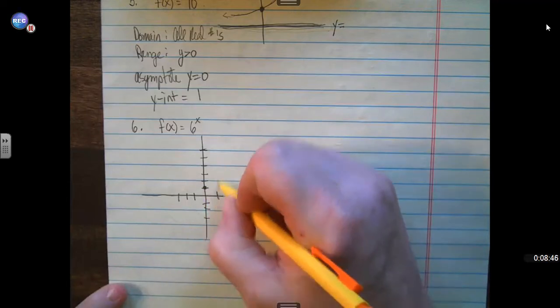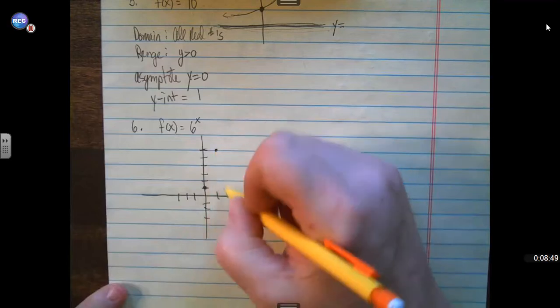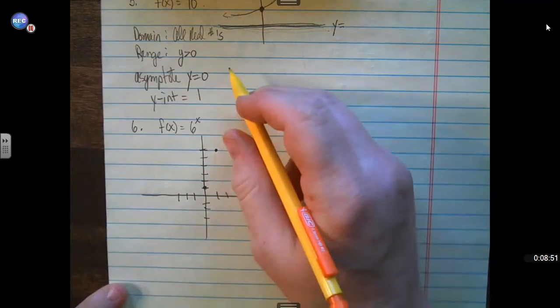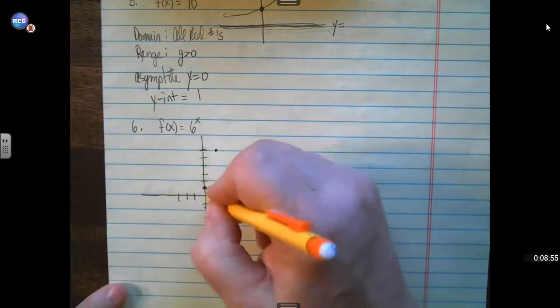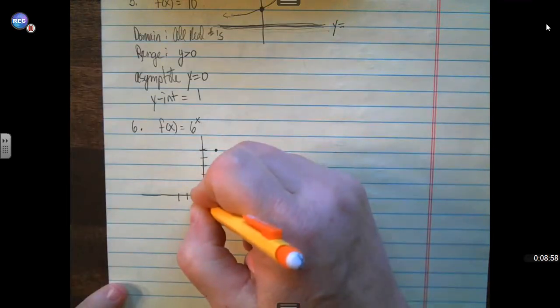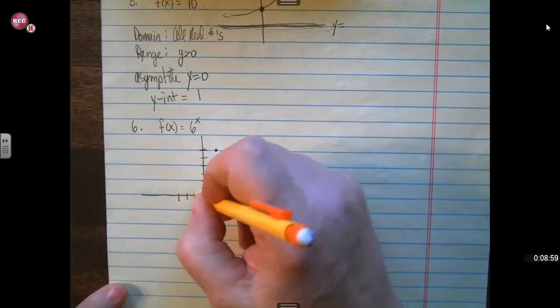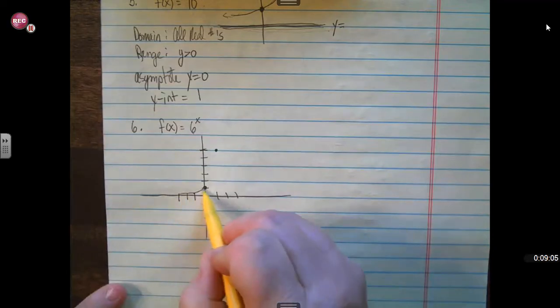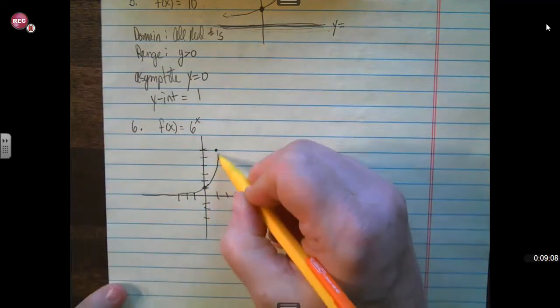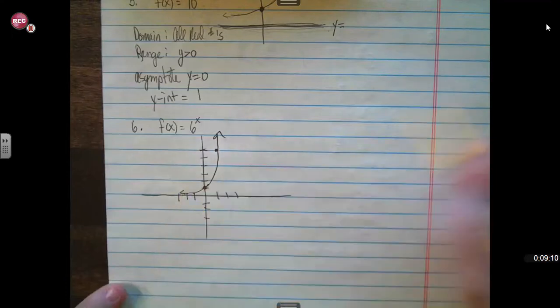If I plug in 1, I get 6. If I plug in 2, I get 36. Obviously, that's not going to fit on my graph. If I plug in -1, I get 1/6, which is darn close to this x-axis already. And then it keeps getting smaller and smaller and smaller. And so, that's the best that we can do as far as points.